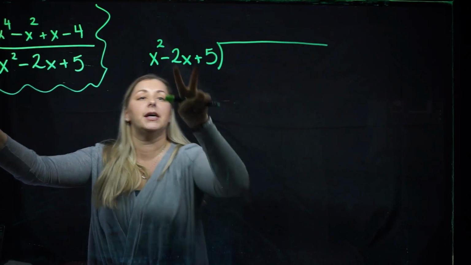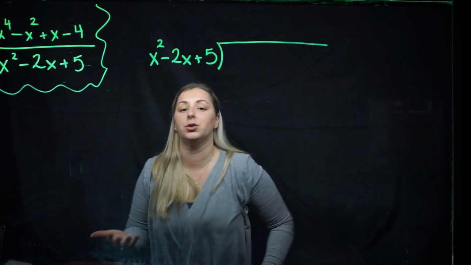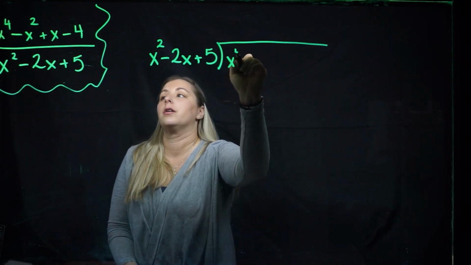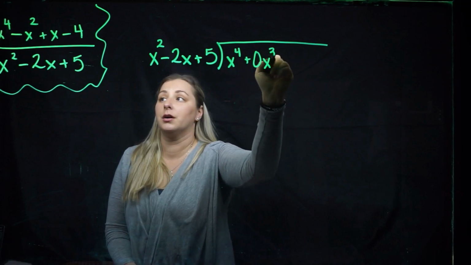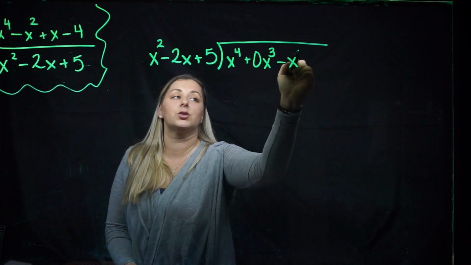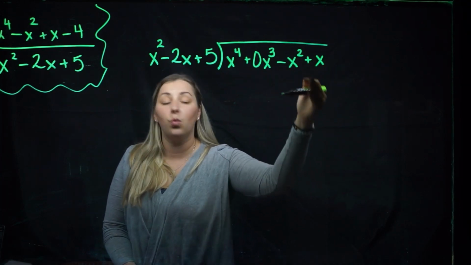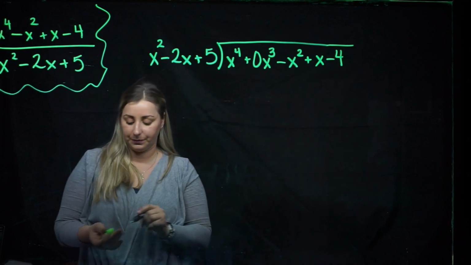If you are missing an exponent or a degree on the left or on the outside, you're still going to need a placeholder as well. Here, we've got x to the 4th. We've got 0x cubed minus x squared, which we know is minus 1x squared, plus x, which is really plus 1x. And then minus 4.